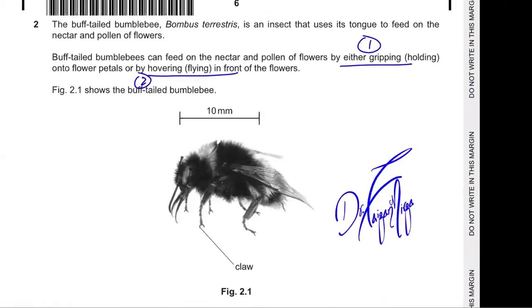Question 2 deals with a buff-tailed bumblebee. The name is mentioned, it is an insect that uses its tongue to feed on the nectar and pollen of flowers. A bumblebee can feed on nectar and the pollen of flowers either by gripping and holding onto the flower petal, or by hovering, flying in front of the flower. So these are two ways in which it can feed.